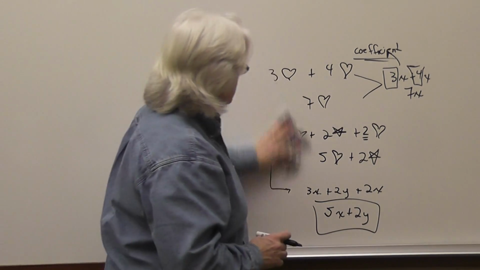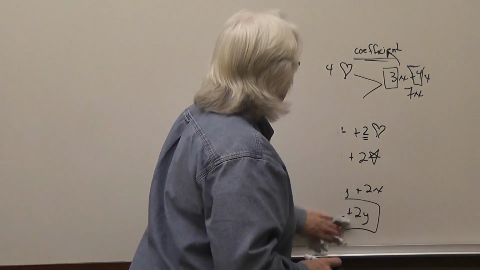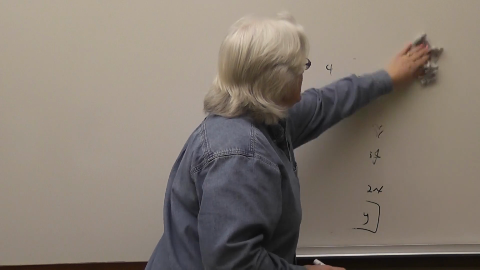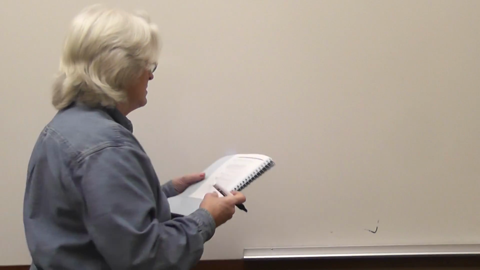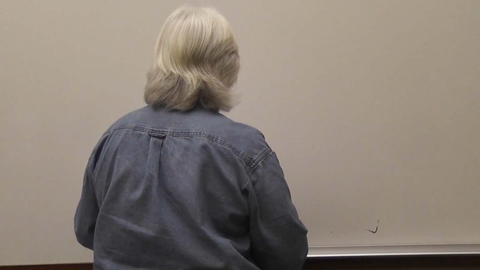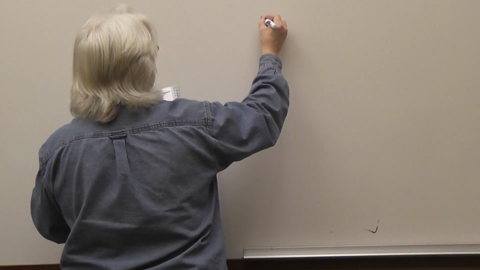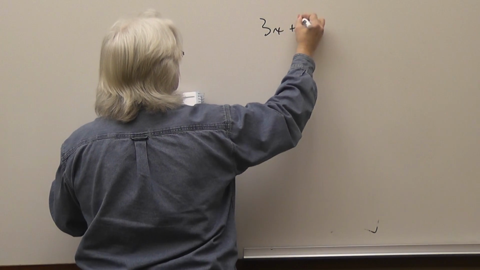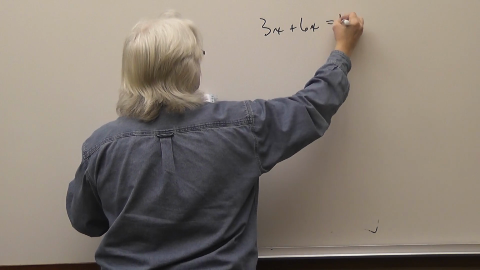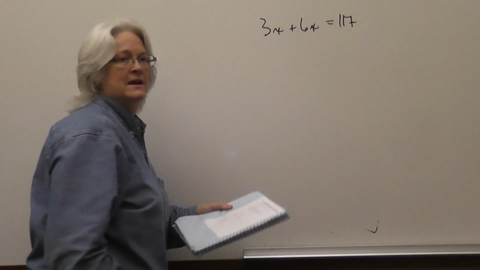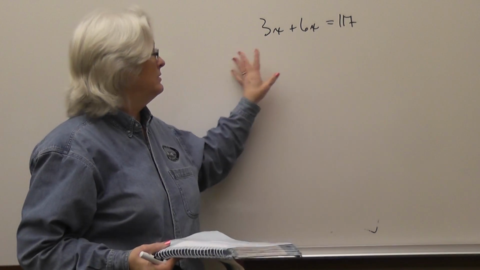Okay? So let me go ahead and do just a couple of examples, and then we'll be done with this video for section 8.4. Say that we have 3x plus 6x is equal to 117.